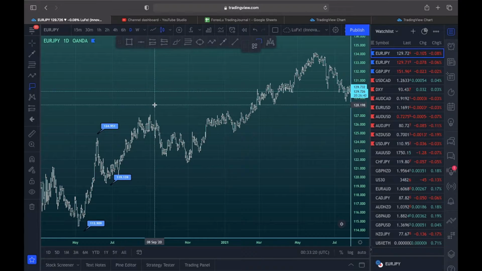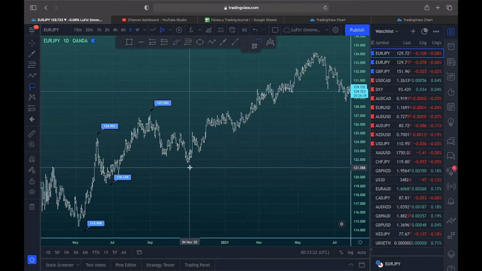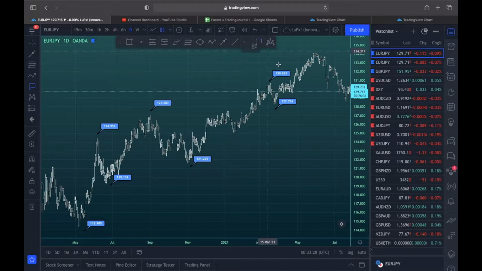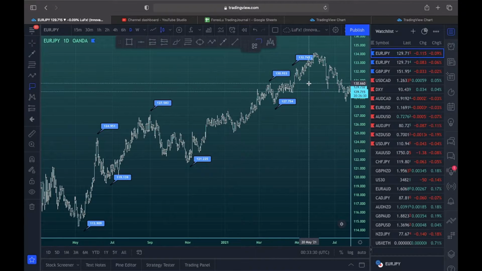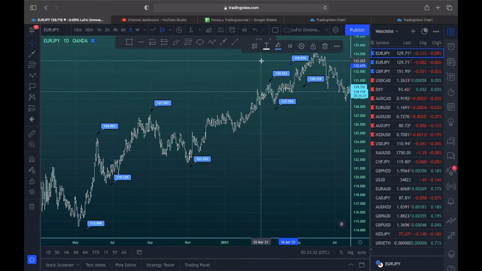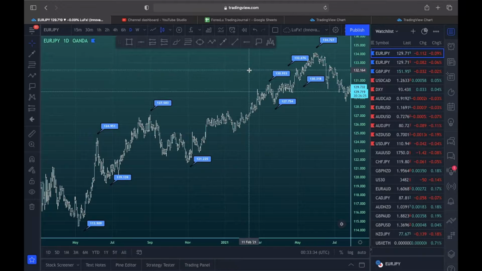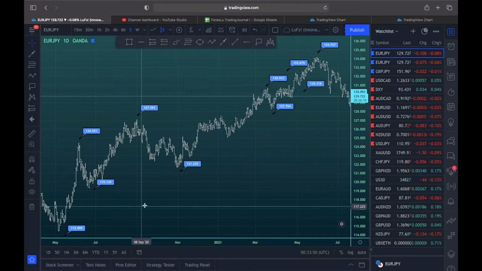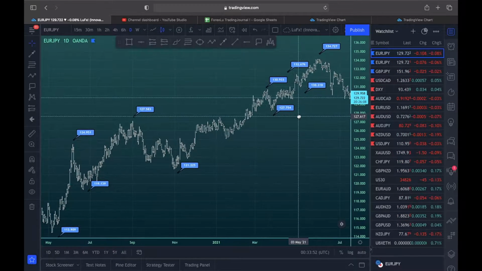Now I'm gonna mark it out here so we can identify it. I'm just gonna do the same thing. Higher high, higher low, higher high, higher low, higher high, higher low, higher high. So looking at price right now, this is bullish, right? We wouldn't be taking any shorts or sells in this market, because we're bullish and we would want to go with the trend. So we would only want to take buys.